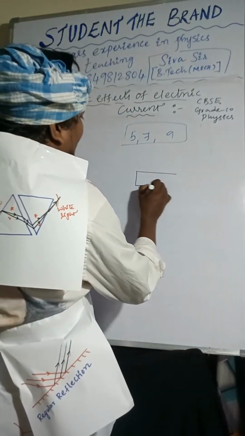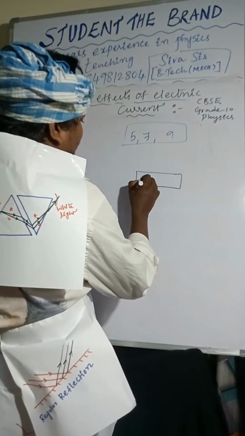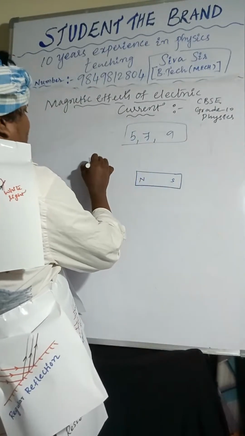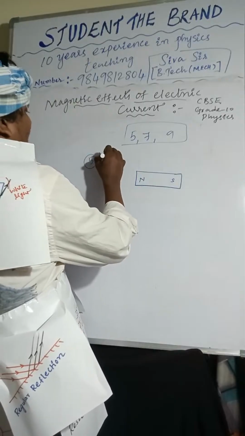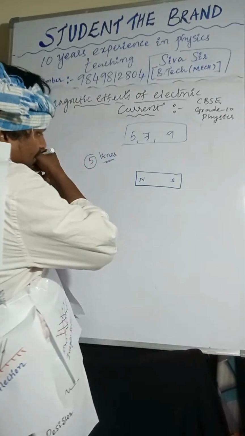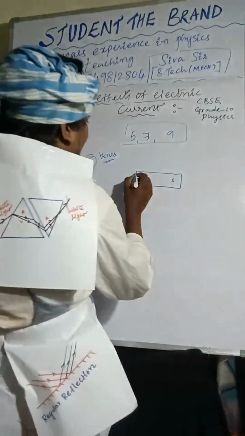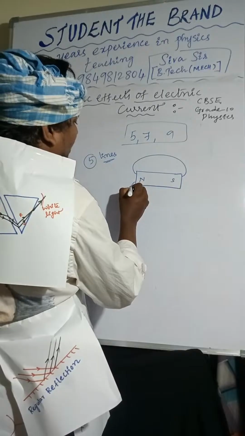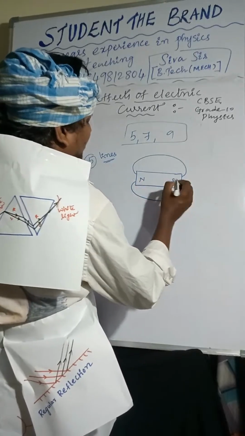So, drawing the diagram in an easy way. This is the north and this is the south. As I said, 5 lines. First, the 5 lines diagram. If you are taking 5 lines, one line will go up, one line will be up, one line will be up, one line will be in the middle, and one line will be like this.